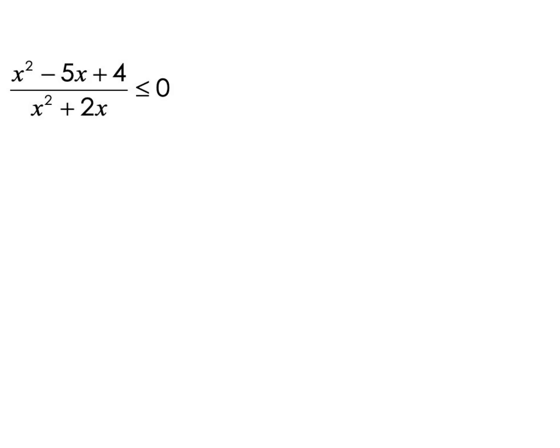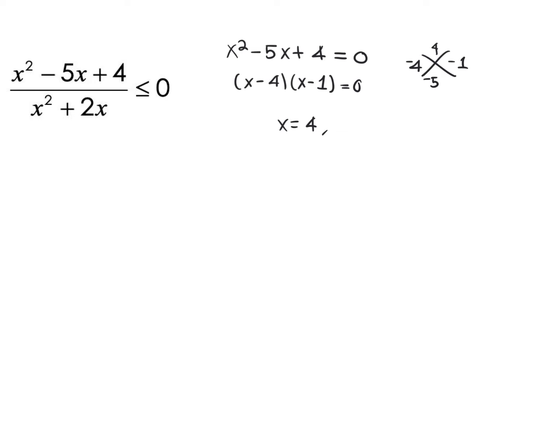Here we have x squared minus 5x plus 4 over x squared plus 2x is less than or equal to 0. First, we set the numerator equal to 0. So we need two numbers that multiply to 4 and add to -5. So that'll be -4 and -1. So we have a 0 at x equals 4 and x equals 1.